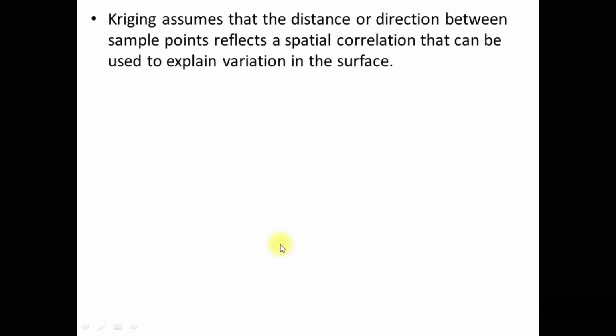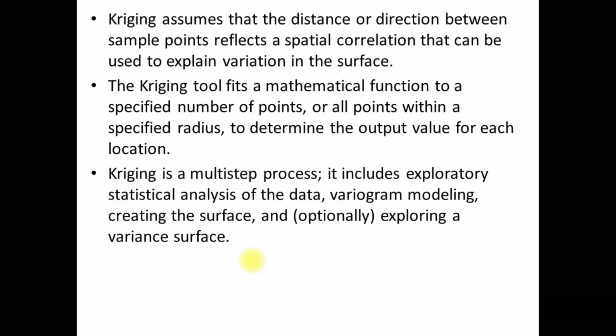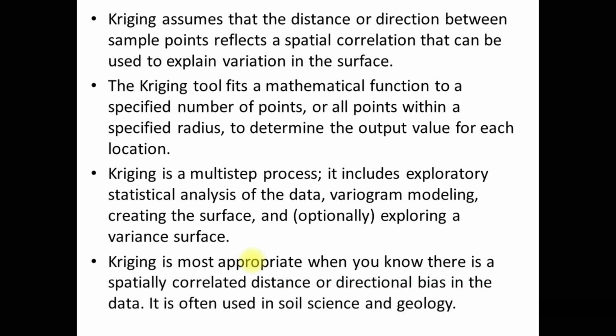Kriging assumes that the distance or direction between sample points reflects a spatial correlation that can be used to explain variation in the surface. The kriging tool fits a mathematical function to a specified number of points, or all points within a specified radius, to determine the output value for each location. Kriging is a multi-step process. It includes exploratory statistical analysis of the data, variogram modeling, creating the surface, and optionally exploring a variance surface. Kriging is most appropriate when you know there is a spatially correlated distance or directional bias in the data. It is often used in soil science and geology.